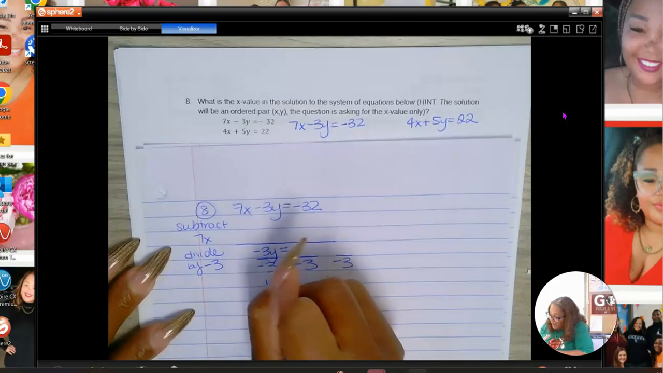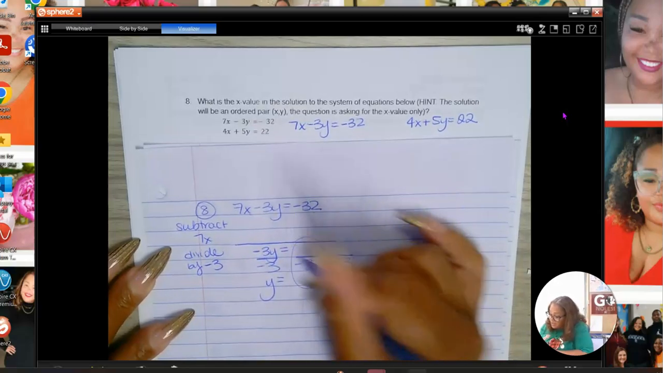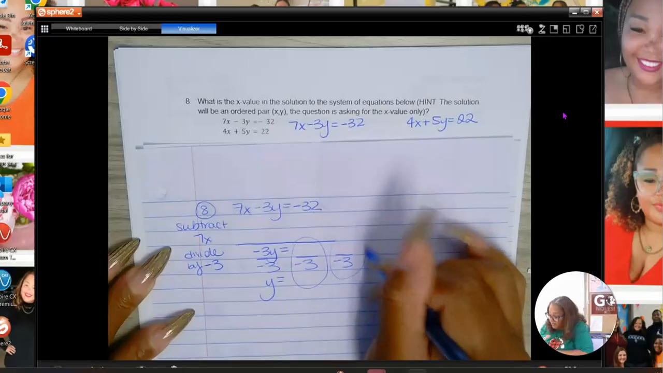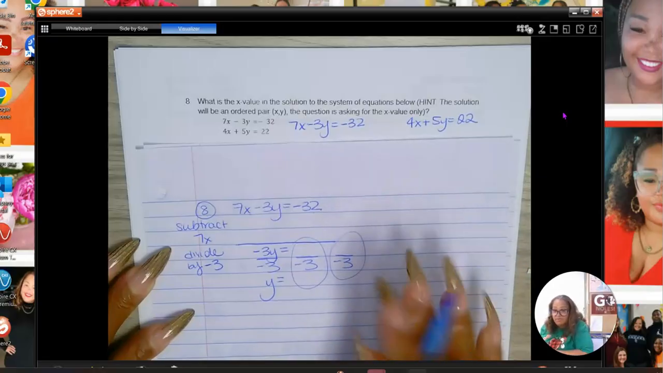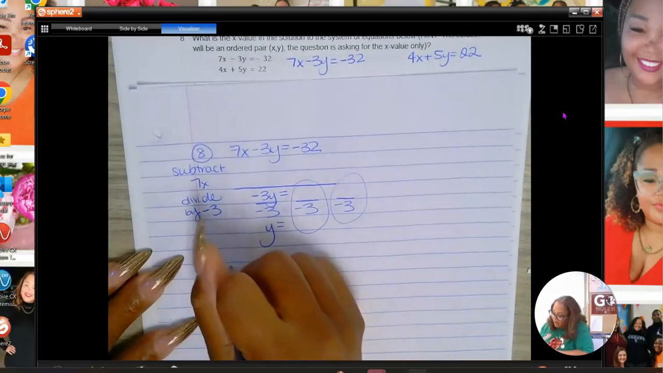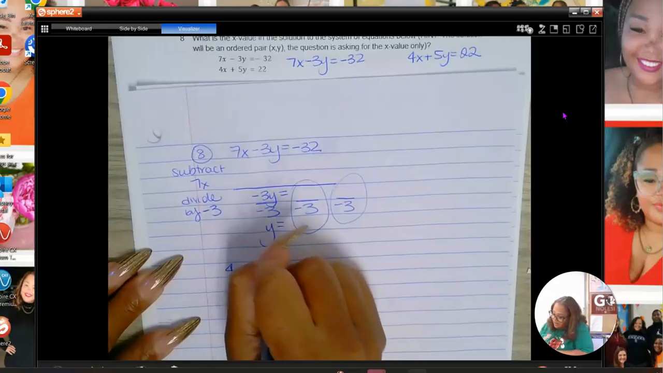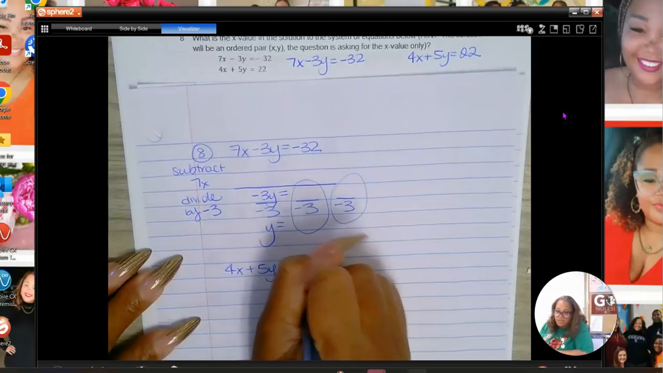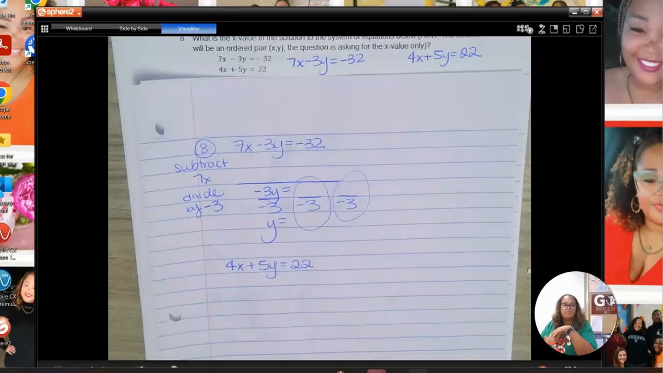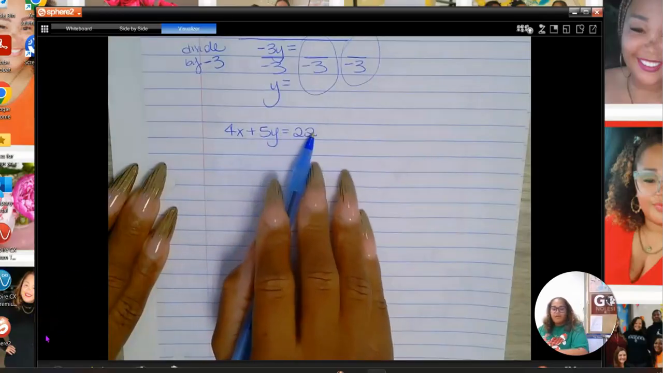Then you'll simplify. Y equals whatever this is, you'll put it in Desmos to simplify, and whatever this is, you'll put it in Desmos to simplify. Then I've got 4x plus 5y equals 22. Okay, so 4x plus 5y equals 22.